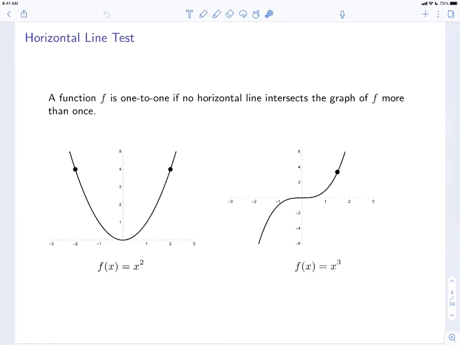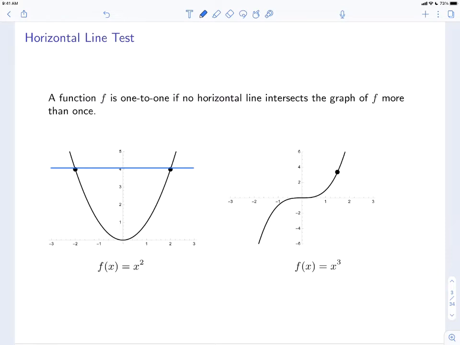This brings us to something called the horizontal line test. A function f is one-to-one if no horizontal line intersects the graph of f more than once. For example, f at x equals x squared. If we draw a horizontal line at y equals 4, it will pass through both square roots of 4, the positive one and the negative one. So that means that there are two input values that correspond to that output. That is, there are two different x values that correspond to that y value. So that means the function can't be one-to-one.